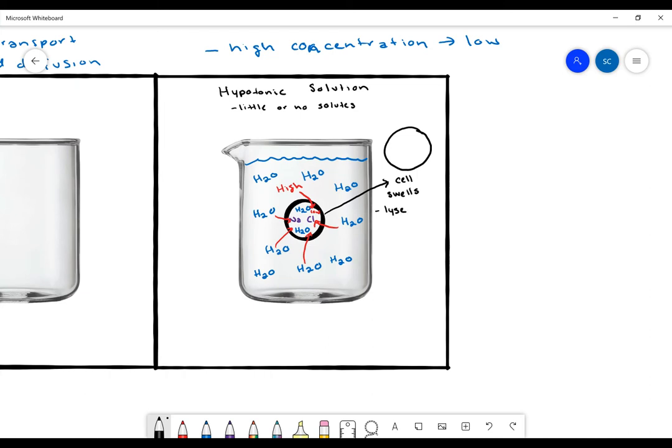Lyse means to swell. And in some scenarios, if the water molecules are concentrated enough, it can actually cause the cell to explode. So sometimes the cell will actually explode and the cell will die. Same as in the hypertonic solution, if too much water rushes out of the cell, it could shrink so much that it actually dies as well. So either of these scenarios can actually be deadly to the cell.